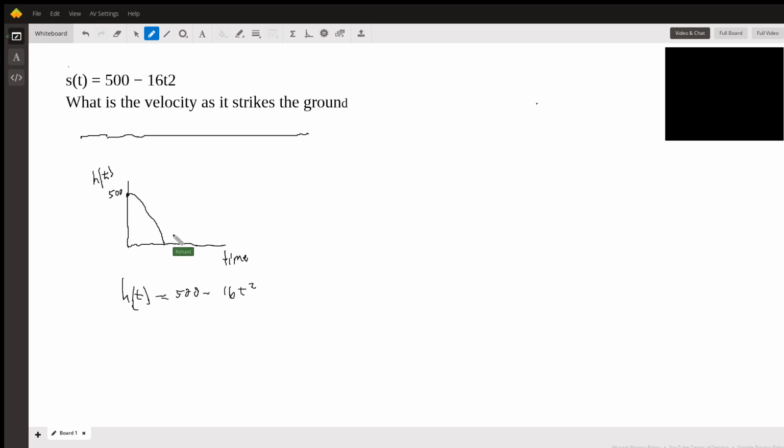And at some point in time, it's going to hit the ground. So that's what we're interested in. So let's go after what that time is. What time is it that it hits the ground? Well, the height would be 0. So we'll set 500 minus 16 t squared to 0. So then I get 16 t squared is equal to 500.